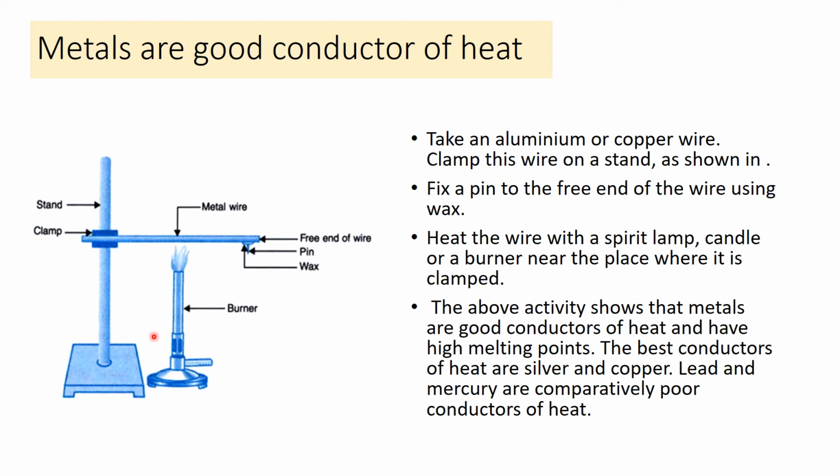But here with the help of this activity you can see this is the metal wire which we have fixed with the clamp on this stand, right? And on the free end of this wire some wax we have put, and then one pin is inserted here. Then this metal wire is heated with the help of this burner. You will see that by getting this heat, this metal wire becomes hot, and when it becomes hot this wax melts and pin drops down.